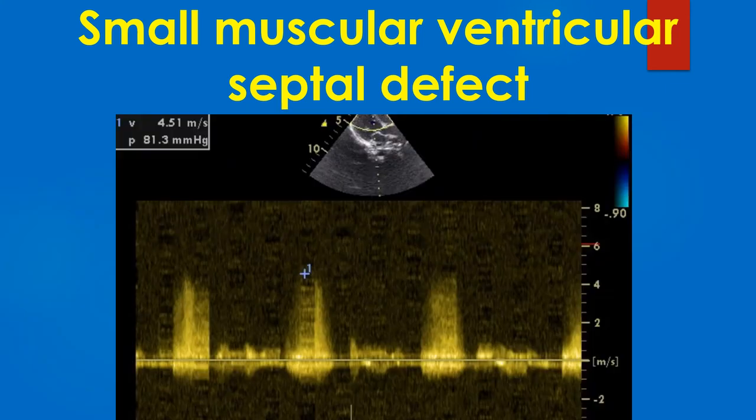Continuous wave Doppler interrogation shows the interventricular pressure gradient as 81 mm of mercury, which is consistent with a restrictive VSD. Small muscular VSDs like this are likely to close spontaneously on follow-up. They will not cause pulmonary hypertension or heart failure and usually have good prognosis unless complicated by infective endocarditis.